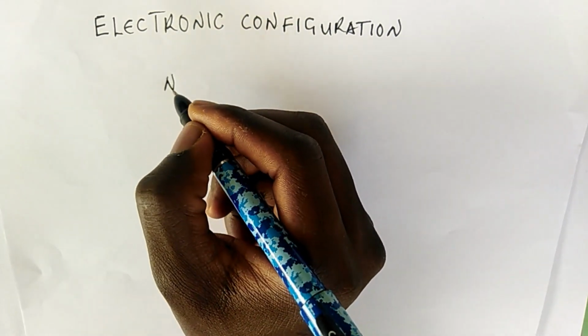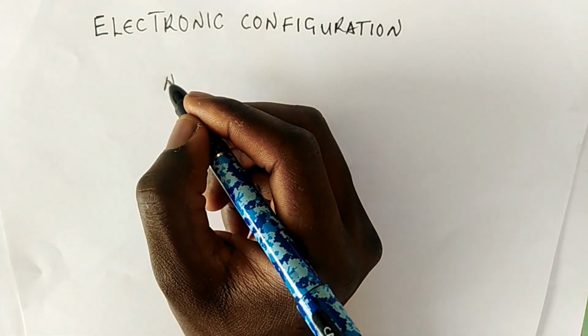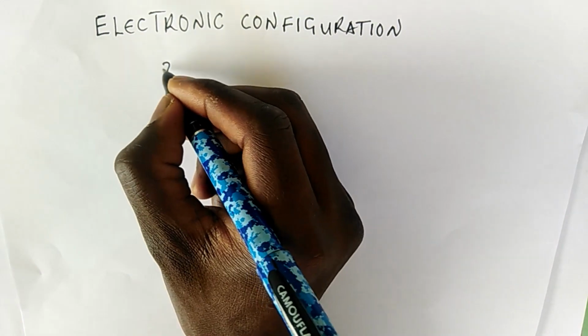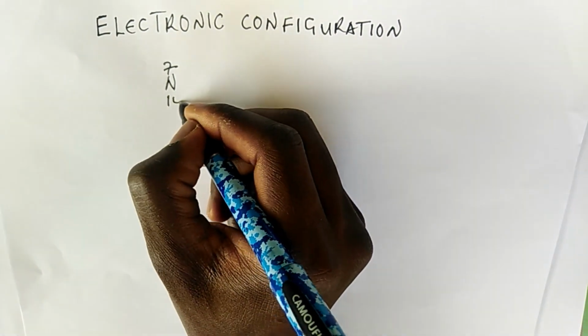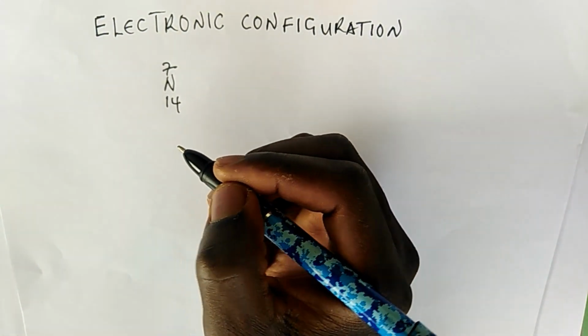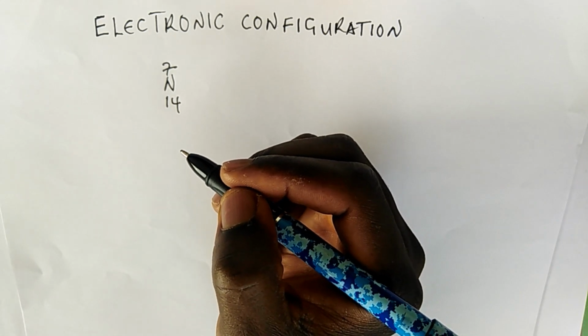In this video, I'm going to be taking you through the basics of electronic configuration. Now, if you want to write the electronic configuration of nitrogen, nitrogen has an atomic number of 7 and a mass number of 14. Now, to write the electronic configuration of nitrogen, we have energy levels.